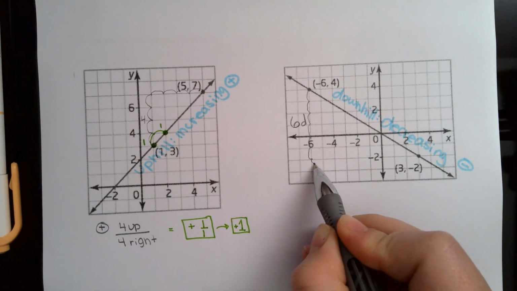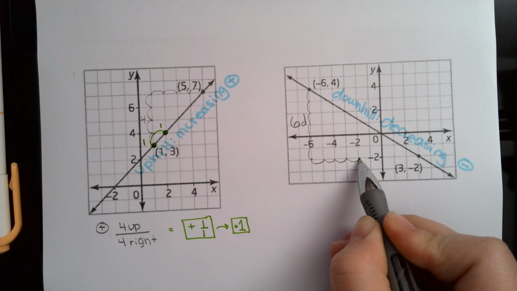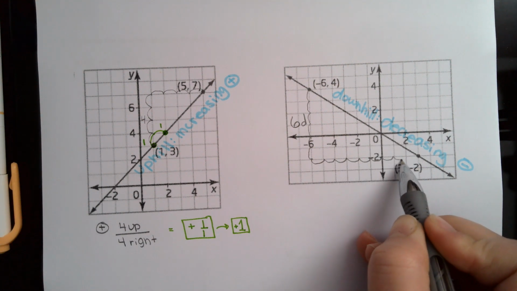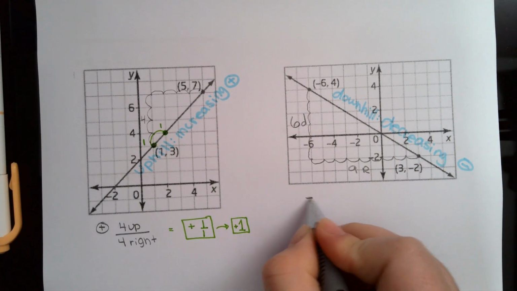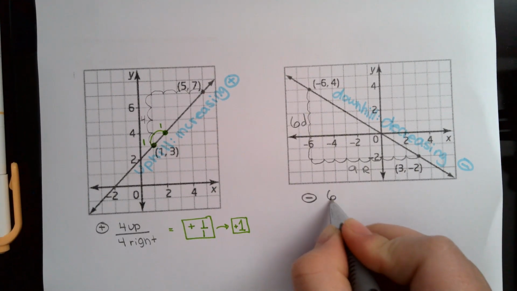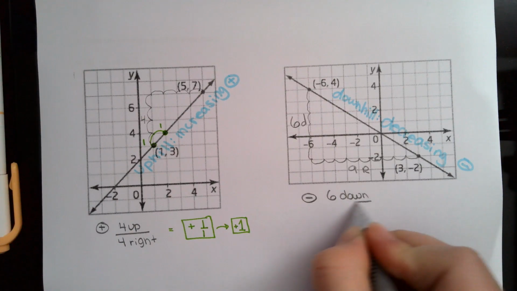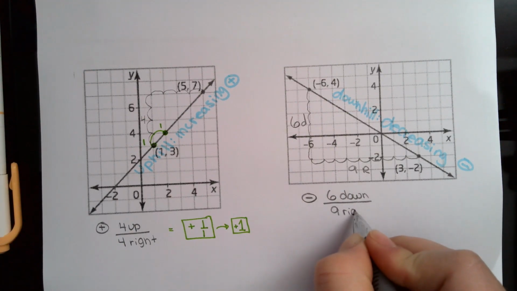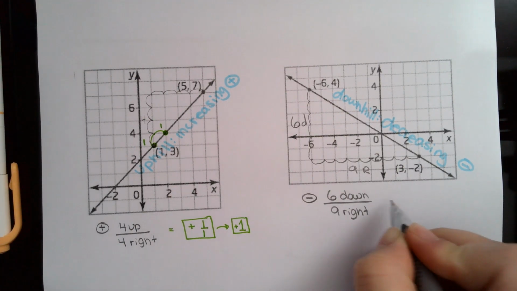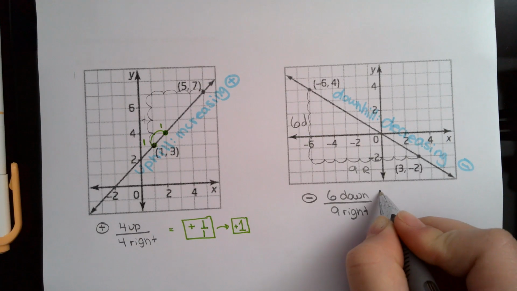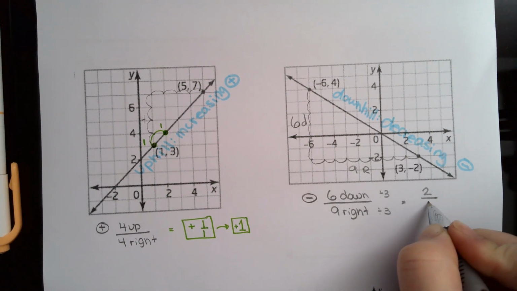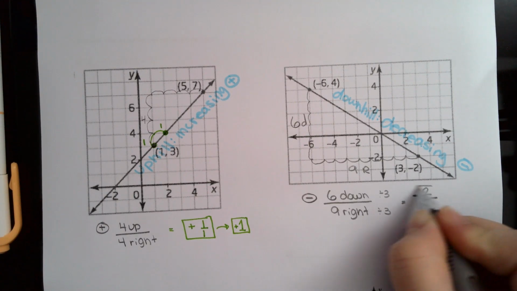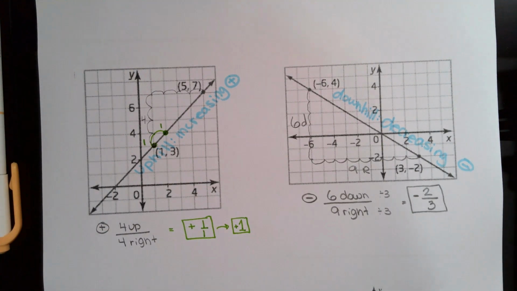We're here. 1, 2, 3, 4, 5, 6, 7, 8, 9 to the right. This is negative, going down. 6 down. 9 right. And again, we have to simplify. So you can simplify by dividing by 3, top and bottom, and say, okay, this is going to be -2/3 as our slope. Or we could have found another pretty point.